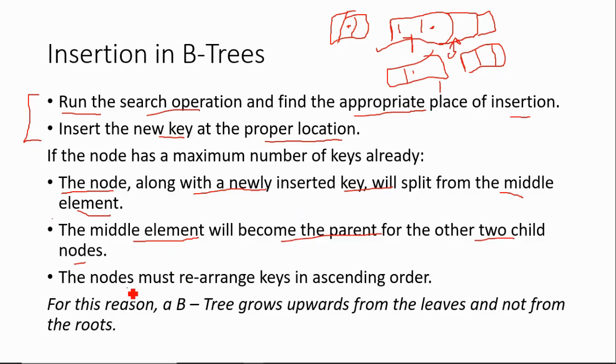The nodes must rearrange keys in ascending order. You can get this, because all elements in a node are arranged in ascending order, and that has to be done in those nodes also. And this is an important point. For this particular insertion process, a B tree grows upward from the leaves and not from the root. Now, why this happens, we will explain a bit later, but let us first understand the insertion process.